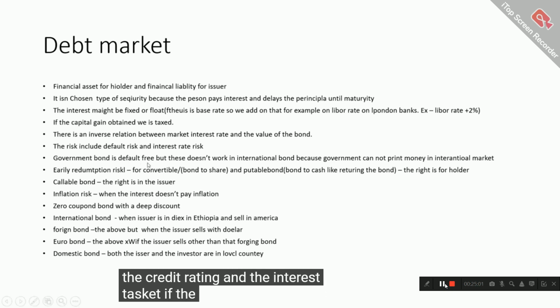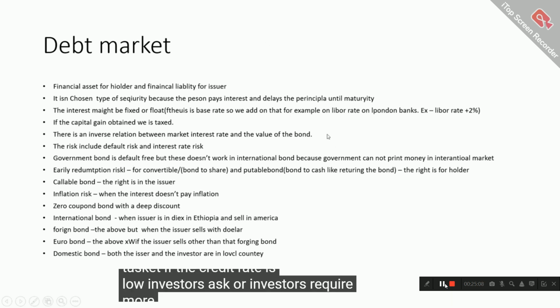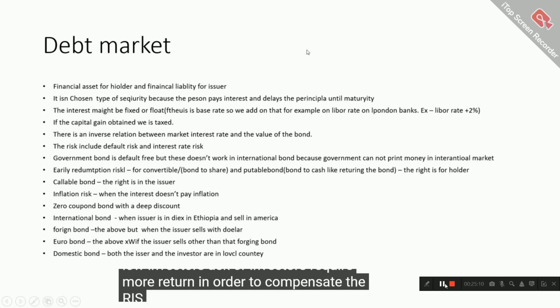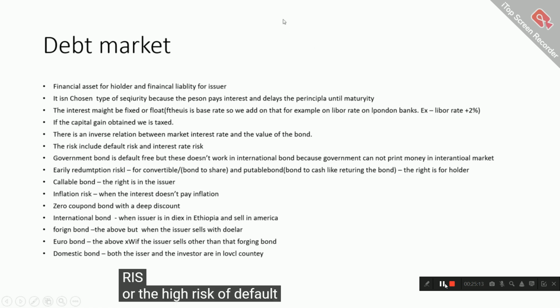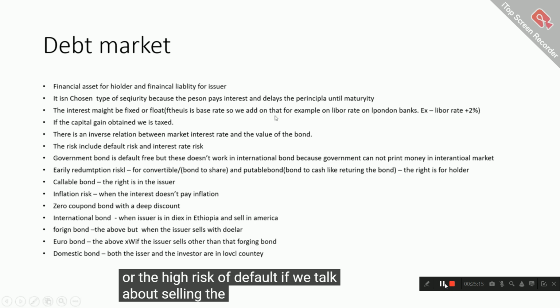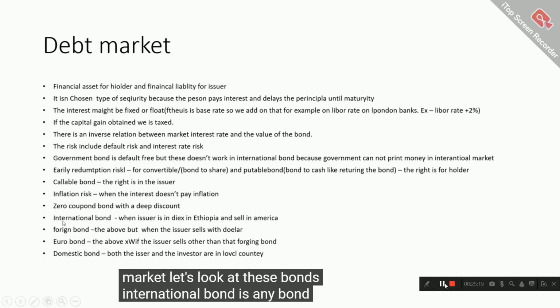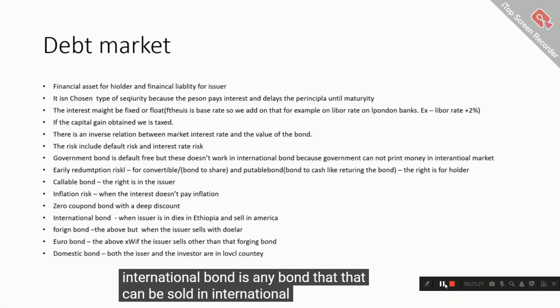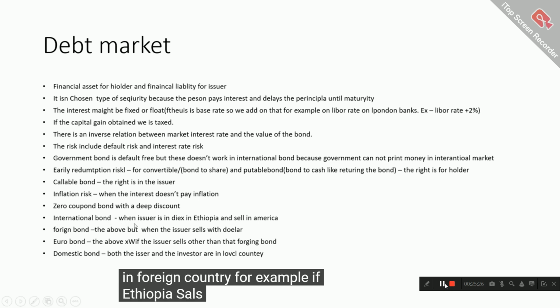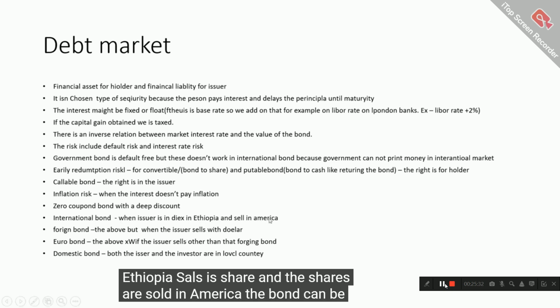If we talk about selling bonds in the international market, let's look at these bonds. An international bond is any bond that can be sold in the international market or in a foreign country. For example, if Ethiopia sells its bonds and they are sold in America, the bond can be named an international bond. This international bond can be a foreign bond or a eurobond.